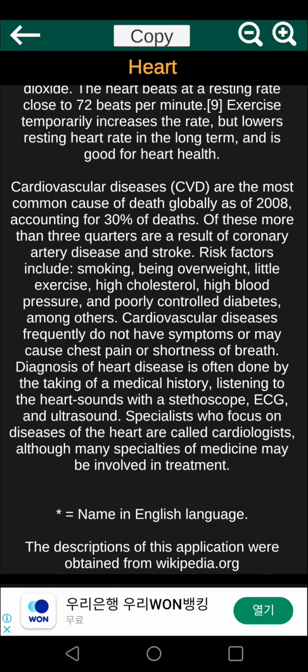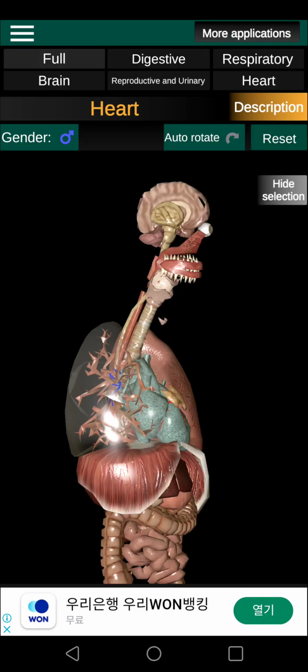Heart. Cardiovascular disease (CVD) accounts for about a third of deaths. Risk factors include smoking and being overweight. Heart disease is often diagnosed by the taking of medical history.